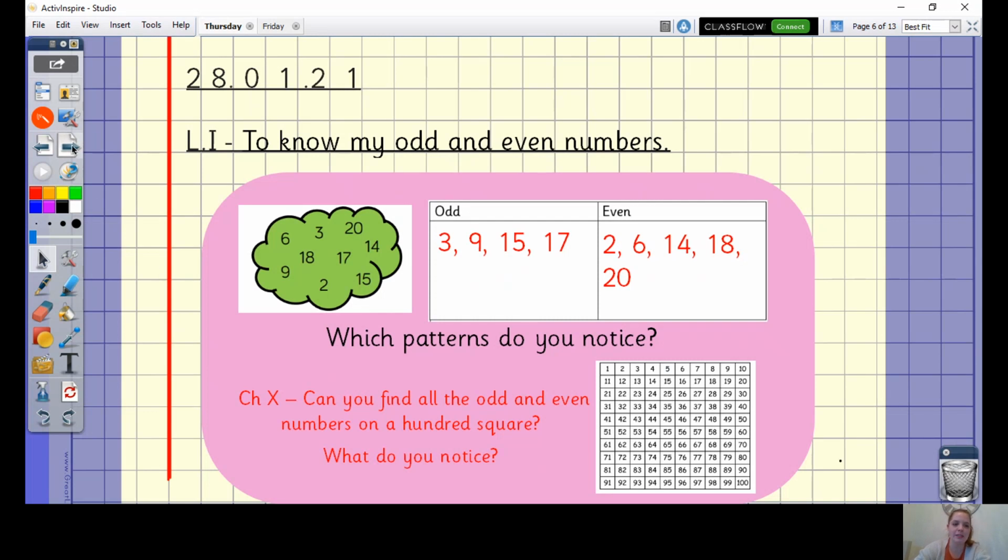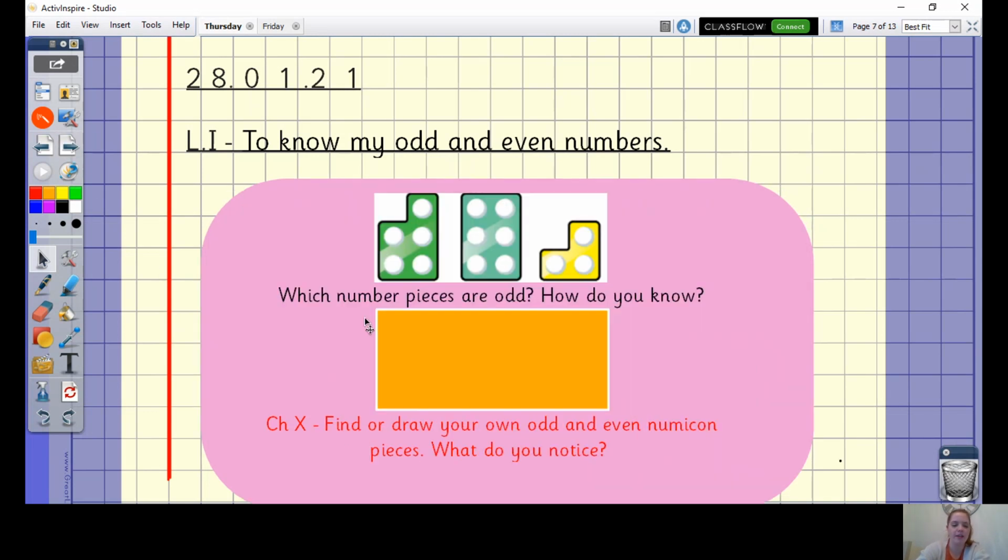Okay, moving on to our next question then. We have got some Numicon pieces here, each of them separate. Okay, so looking at each one separately. Which of these number pieces are odd and how do you know? So have a look at the value of each of these Numicon pieces. I want you to think about which of these number pieces are odd and how do you know? Okay, so let's have a look together then.